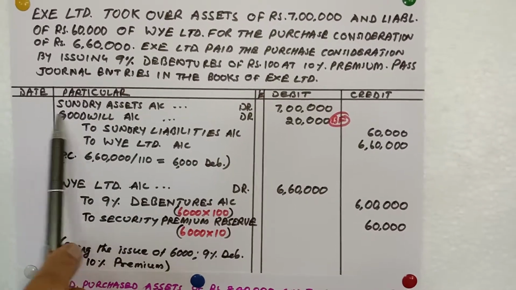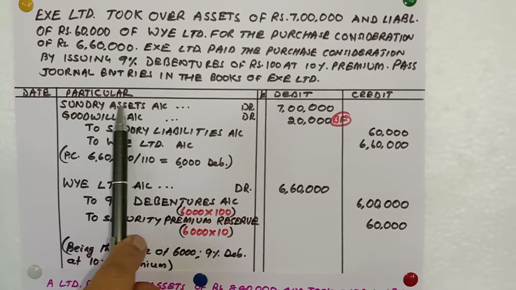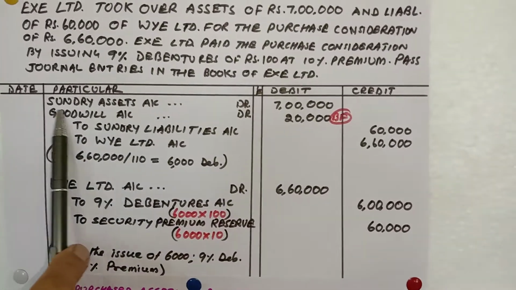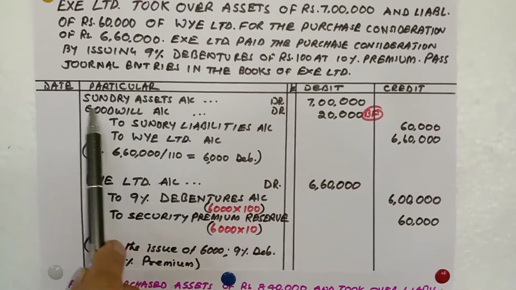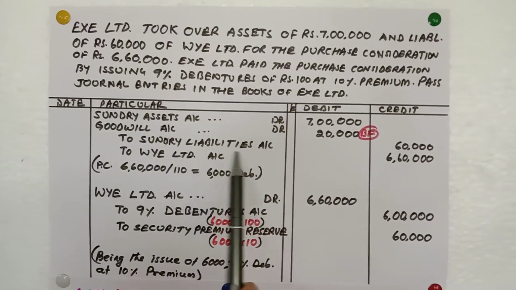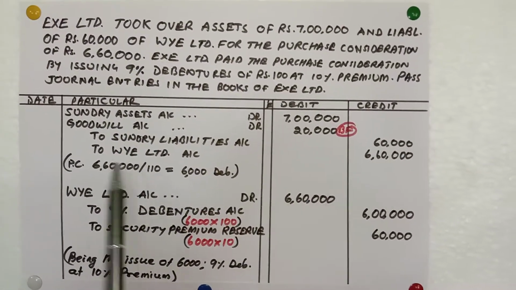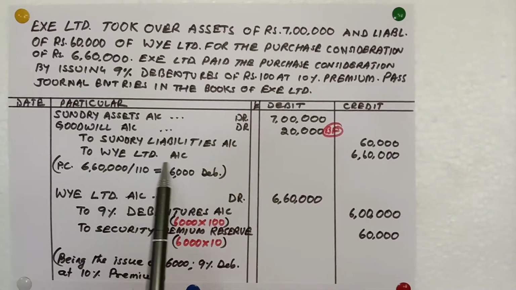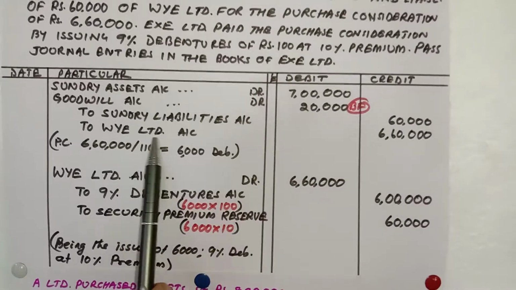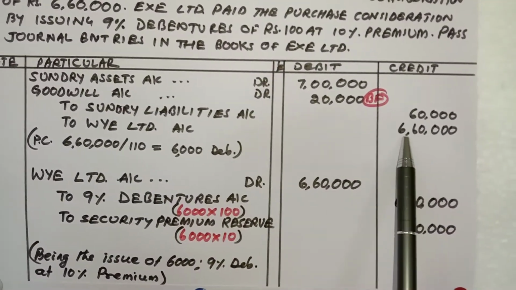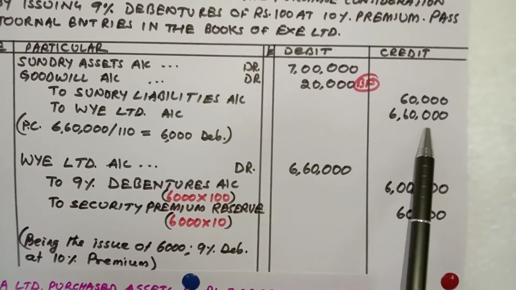If asset names are given, you can write individual names. But since it is given as sundry assets, I am writing assets. Assets account debit, leave some gap, then write to liability 60,000 and Y Limited, that is the vendor's account. So here the name of the vendor is Y Limited, that is, purchase consideration is 6,60,000.